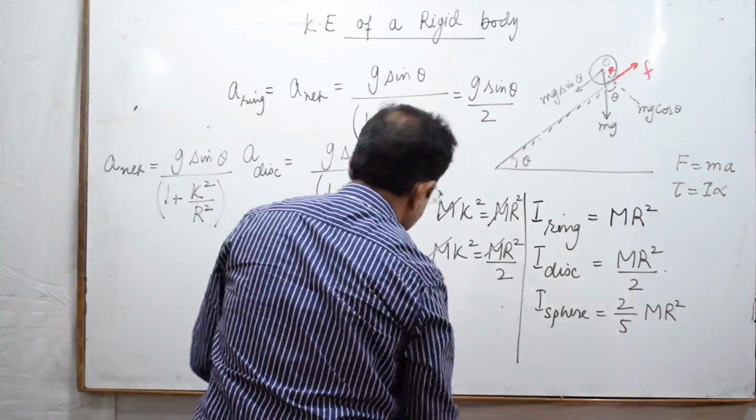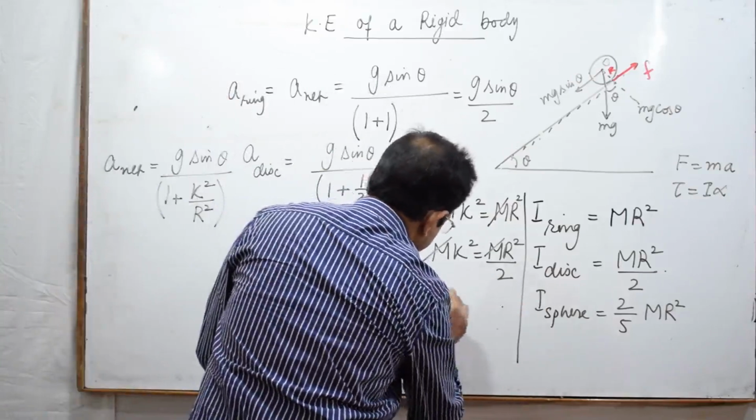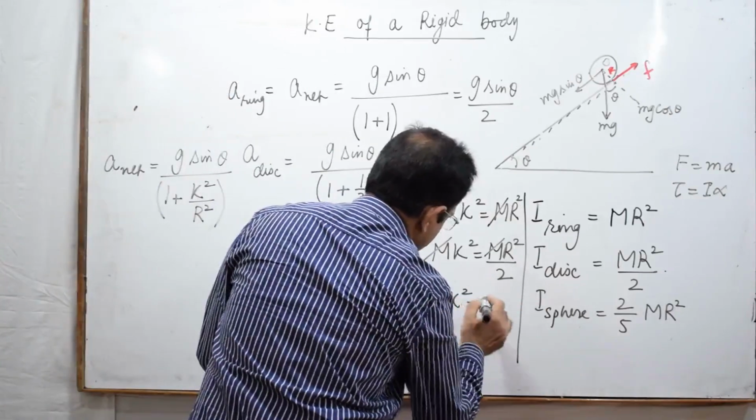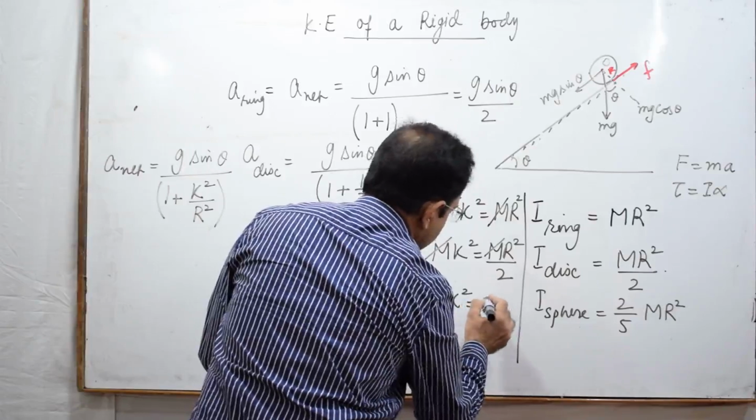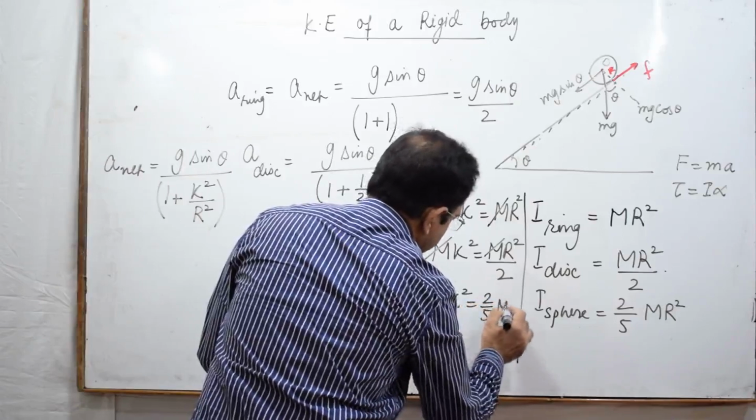For the sphere, you see, for the sphere I have m k square is equal to 2 by 5 m r square, 2 by 5 m r square.